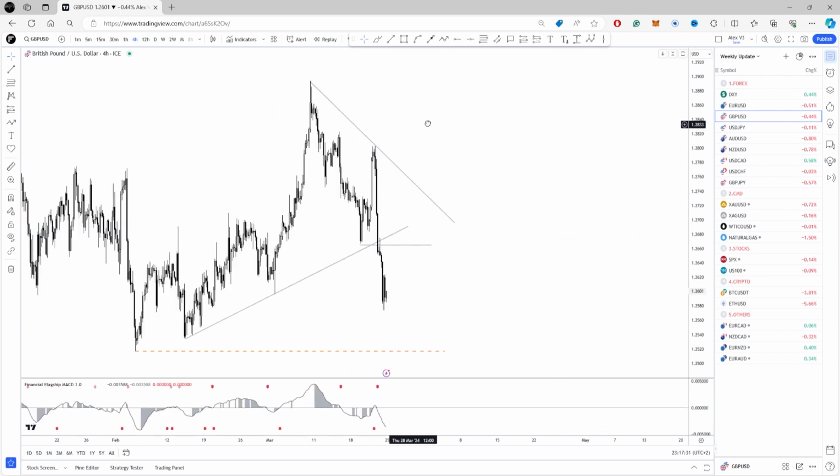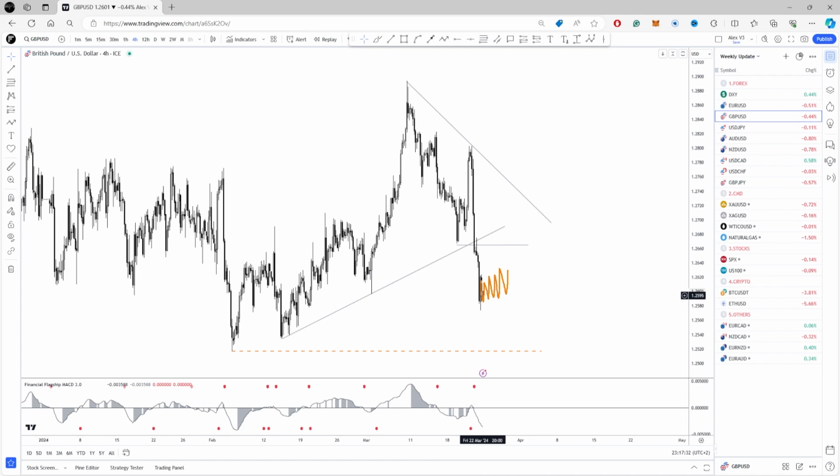So now we have to wait for a consolidation here, maybe a small one before dropping, but I will keep an eye out on this area here, and if the price reaches this level, then I'm going to be waiting for a reaction followed by consolidation, and then that's the trade towards the downside.